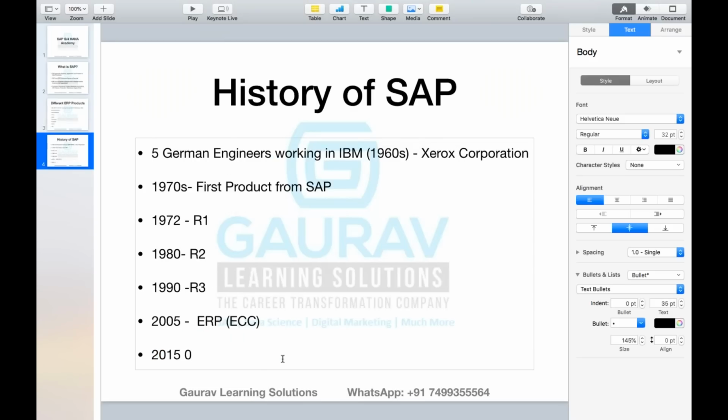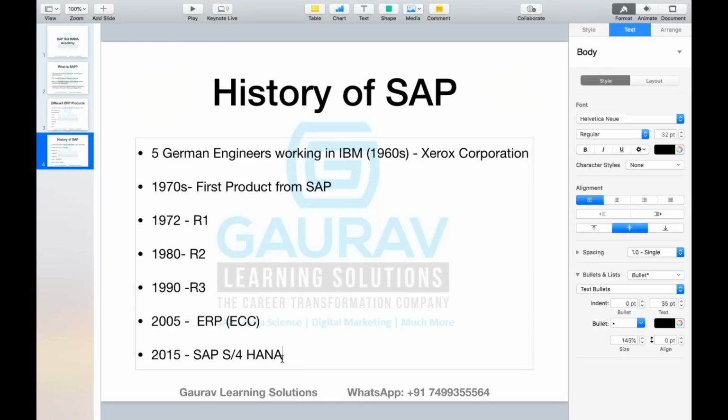Okay, and in 2015, SAP came up with SAP S4 HANA. So this SAP S4 HANA, what we are learning, is comparatively a very new product. There are not enough consultants available on this technology.